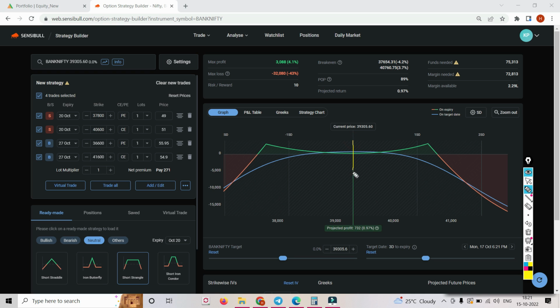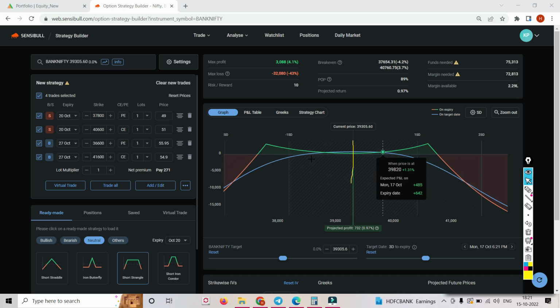Deploy your calendar like this. Your profit in the middle, how much is it? Only 733, 280. That's it, 280 on a capital of 72,000. But your maximum profit is here, 4.5% at the edges.